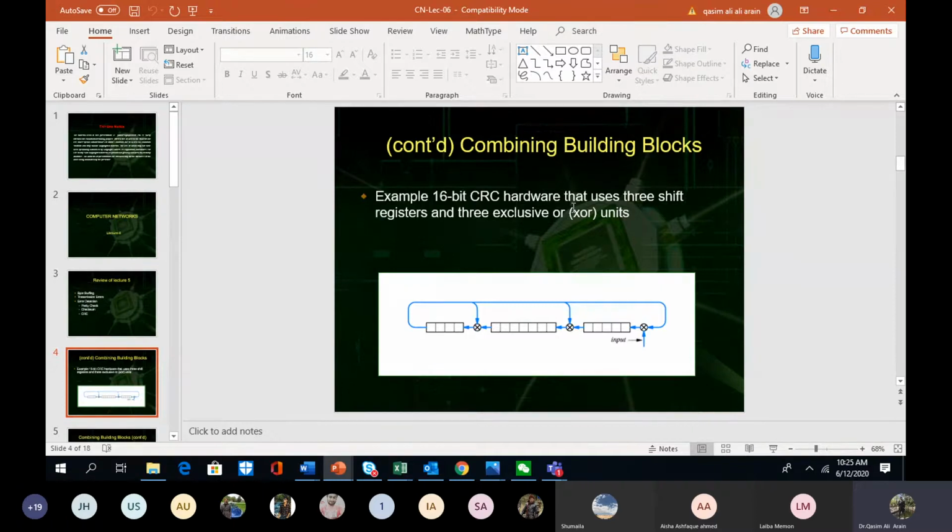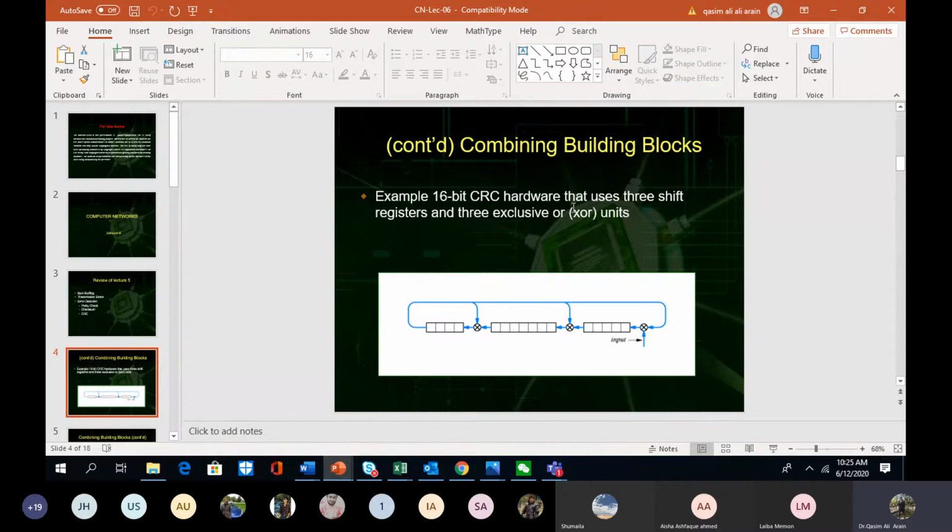Right now, if you can see this diagram, this is an example of a 16-bit CRC hardware that uses 3 shift registers and 3 exclusive OR units. If you can find these registers, the first register on the left hand side has 4 frames, the second one comprises 7 frames, and the last one comprises 1 2 3 4 5. So total how many bits are there? 16 bits. So we can call it a 16-bit register.